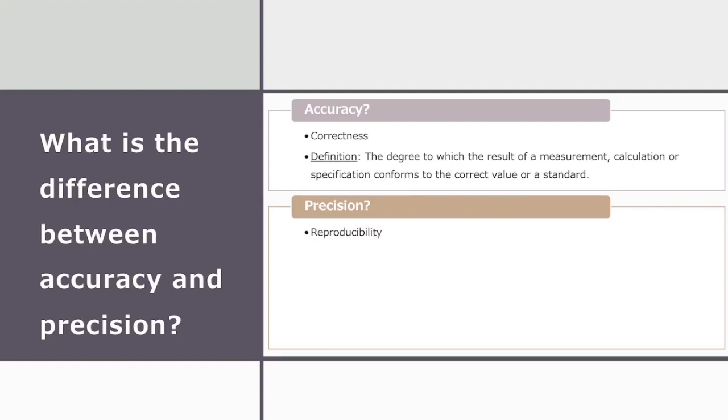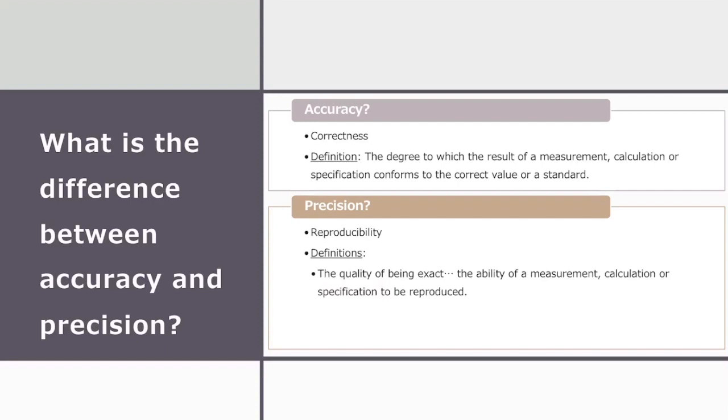And precision is talking about reproducibility. So how easily can you reproduce a measurement or reproduce something and get the same result for a calculation? And there's a couple definitions that we're going to talk about. The first one for precision is the quality of being exact, the ability of a measurement, calculation, or specification to be reproduced.